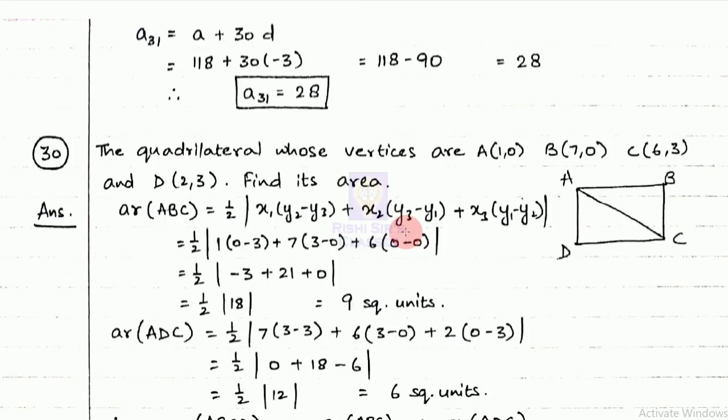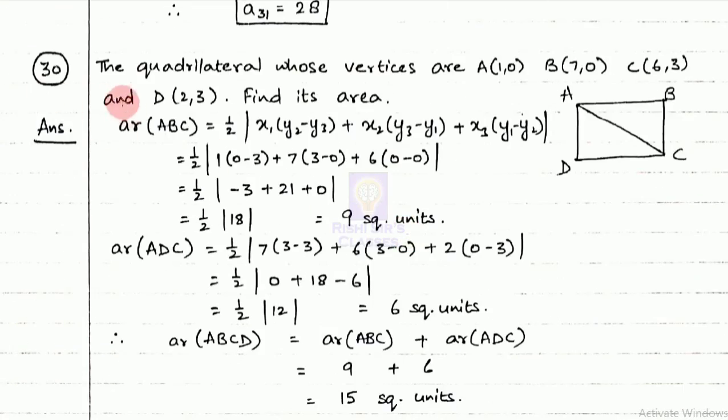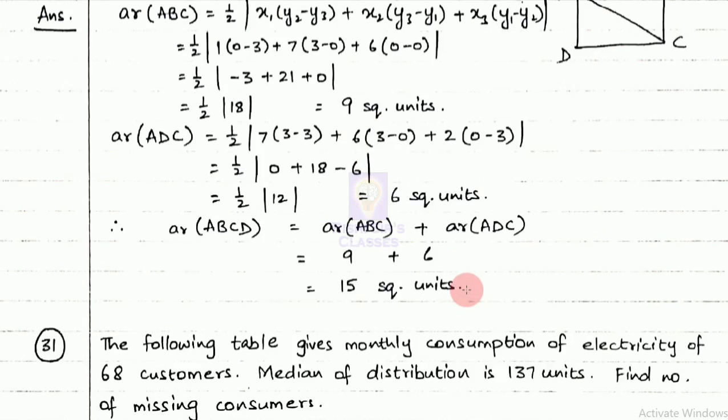Moving on to question number 30. The quadrilateral whose vertices are (1, 0), (7, 0), (6, 3) and (2, 3). We need to find the area. So we can just connect AC. There are two triangles, ABC and ADC. We can put the formula of area of triangle. We can find out the value of ABC and we can find out the value of ADC. Just add them, we will get our answer.